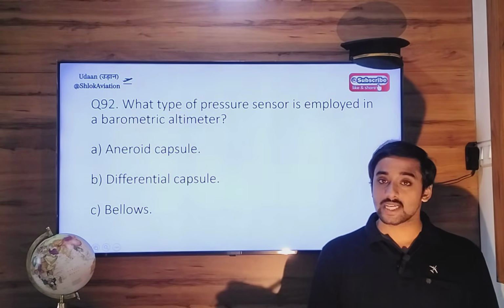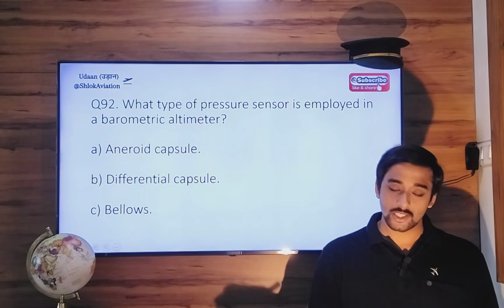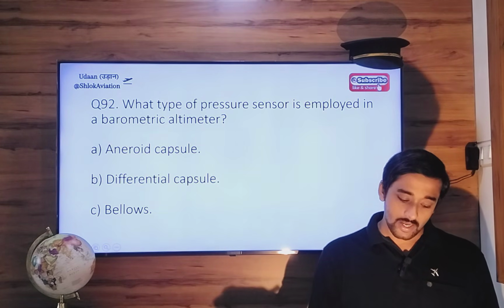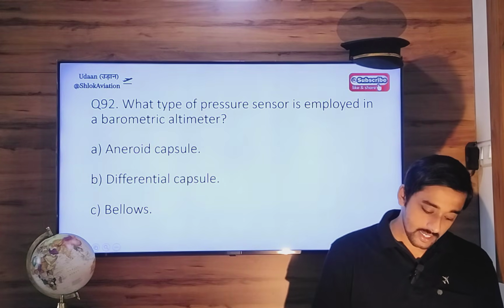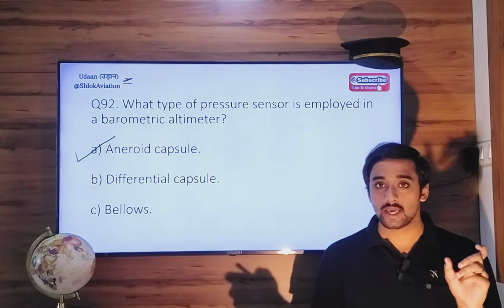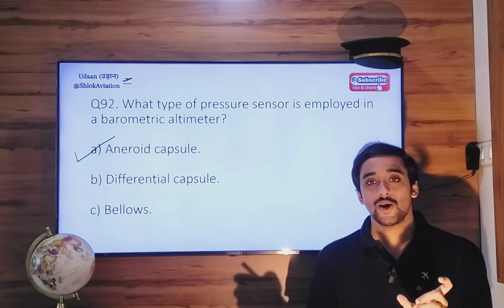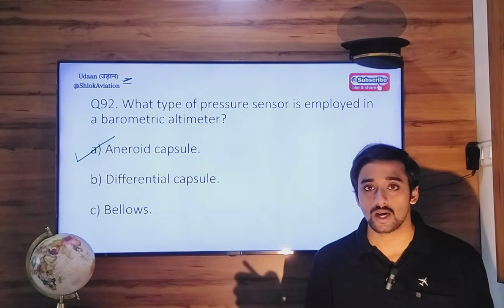Next, question number 92. What type of pressure sensor is used in a barometric altimeter? Is it aneroid capsule, differential capsule, bellows? So the correct answer is that your altimeter uses aneroid capsules to register or respond to changing static pressure around it.